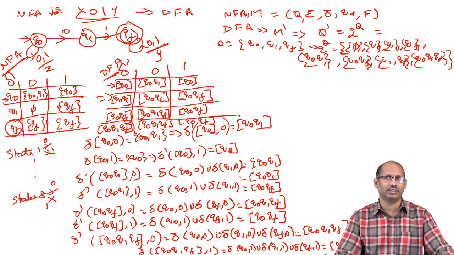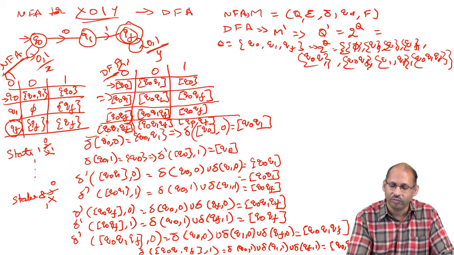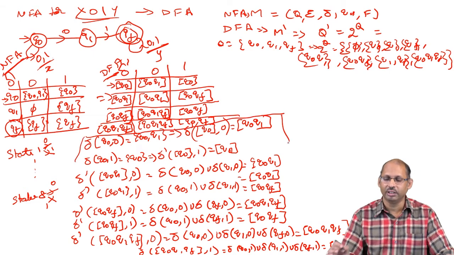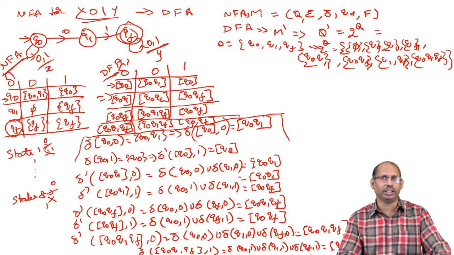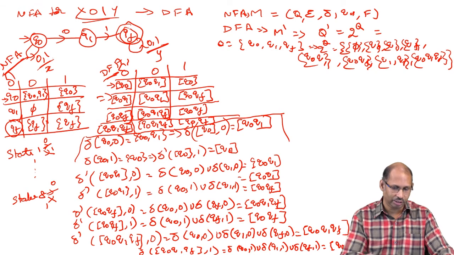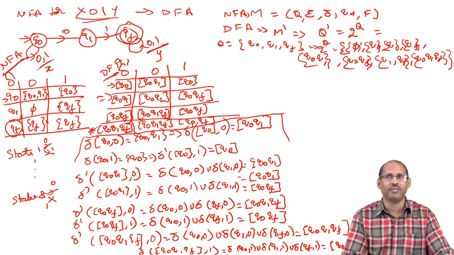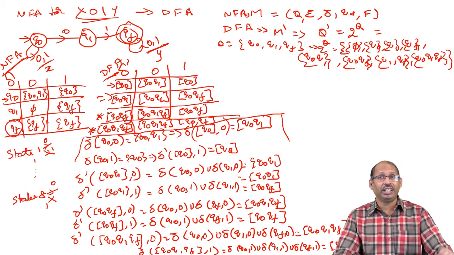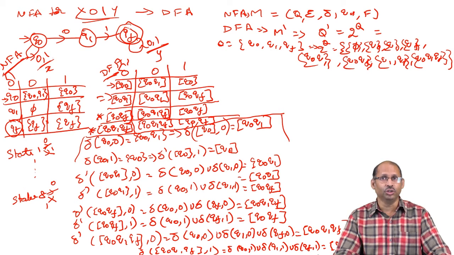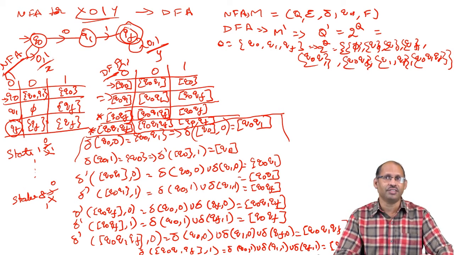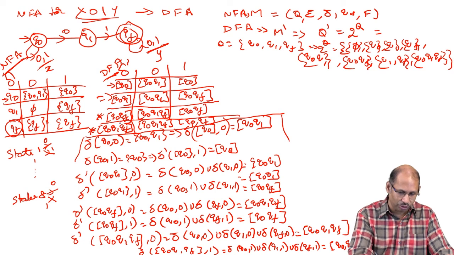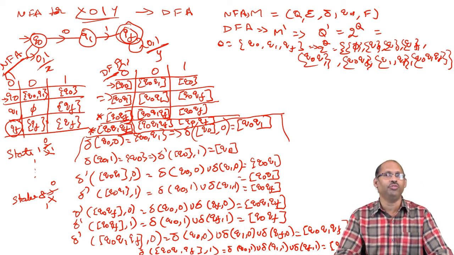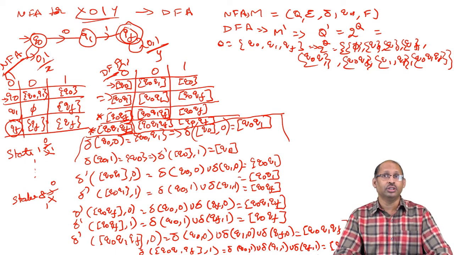There are no more new states. So the conversion of NFA to DFA is completed. Which are the final states? Here this QF is there, so it is a final state. Here QF is there, so it is a final state. So wherever the state QF is present, the state is considered a final state. So we have converted the NFA to DFA.